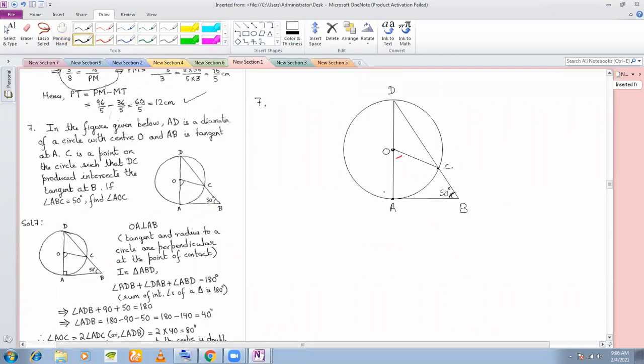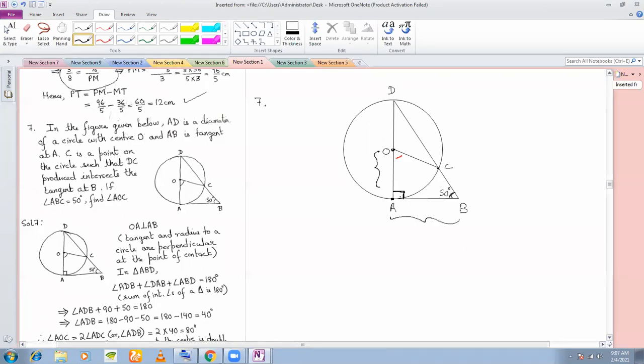You see that since AB is a tangent and A is the point of contact, you know that tangent is perpendicular to the radius at the point of contact. So OA is the radius and AB here is the tangent. So they must be perpendicular at the point of contact. So clearly this angle is 90 degrees.